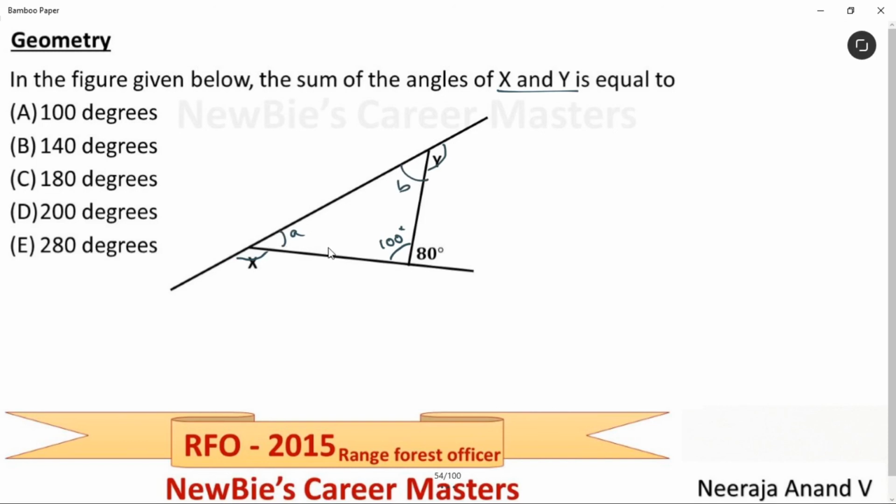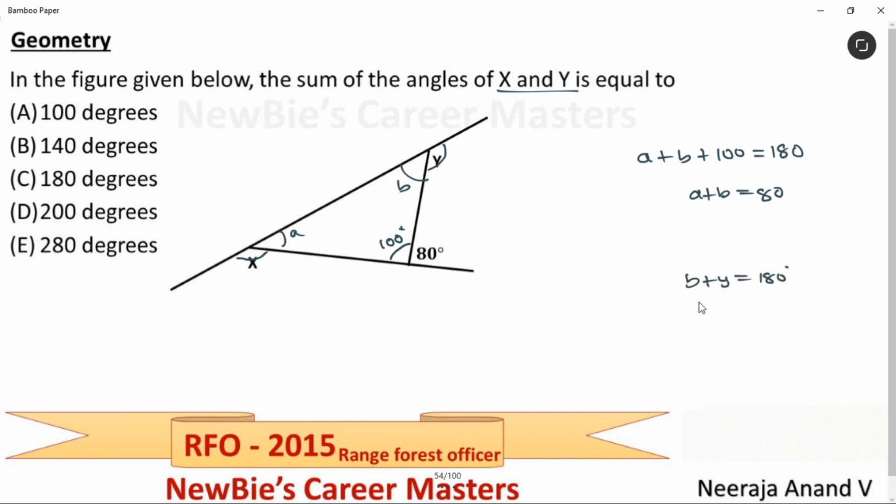Now let's consider this triangle. I'm taking the angles. What should be the summation? Think. Sum of all the angles of a triangle should be 180. Correct. Then A plus B is equal to 80 degrees. Simple. Now let's consider this line. What about these two angles? Yes, these two angles should add up to 180.